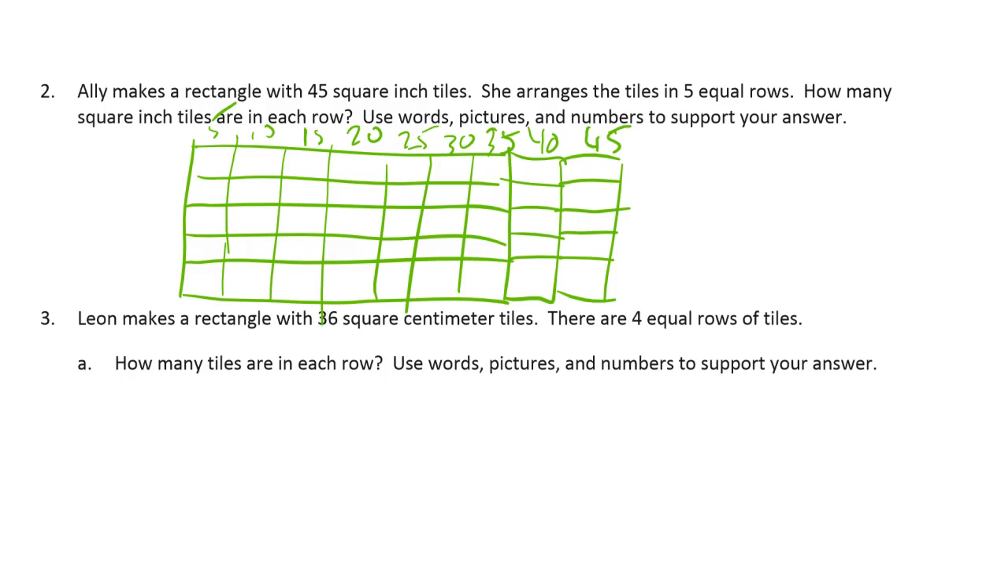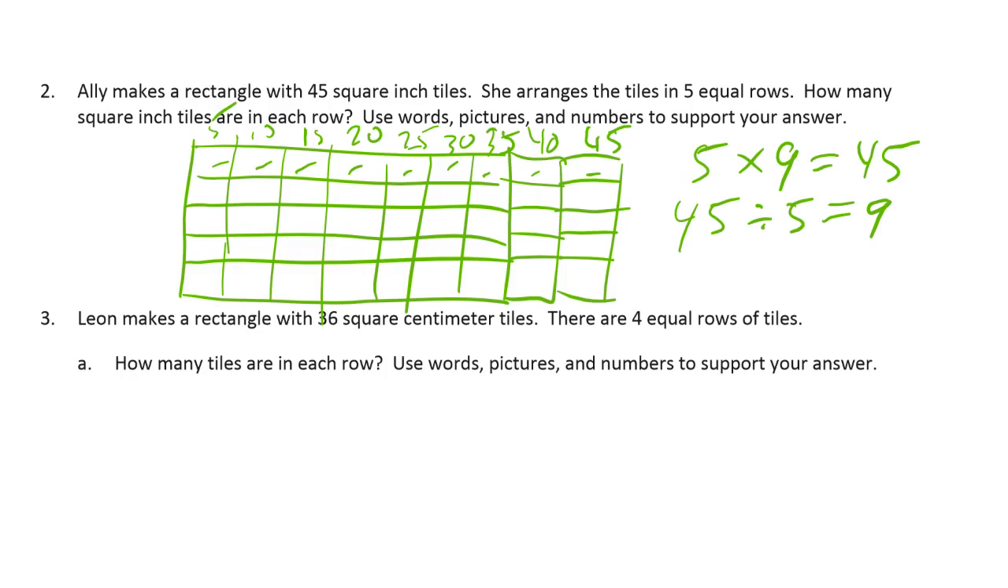So 5 times 1, 2, 3, 4, 5, 6, 7, 8, 9. 5 times 9 equals 45. And this was really a division problem. So you could have looked at it also as 45 divided by 5 equals 9. And so now we've got two equations.